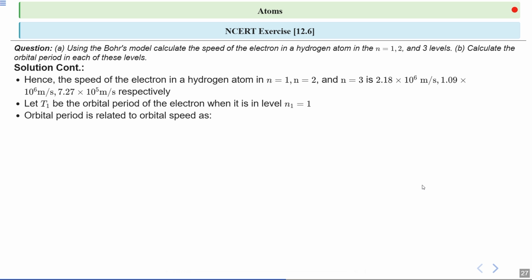Let's see the formula that connects these quantities. The formula for the orbital period is T1 equals 2 pi R1 upon V1. Here T1 is the time period or orbital period, R1 is the radius of the orbit for n equal to 1 and V1 is the speed of the electron in that orbit. Let's clarify what each variable means. R1 is the radius of the orbit of the electron when it is in level n1 equal to 1.